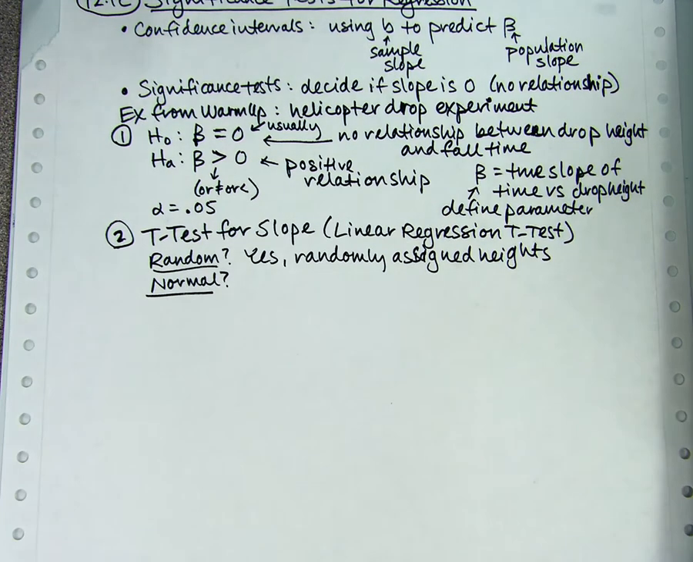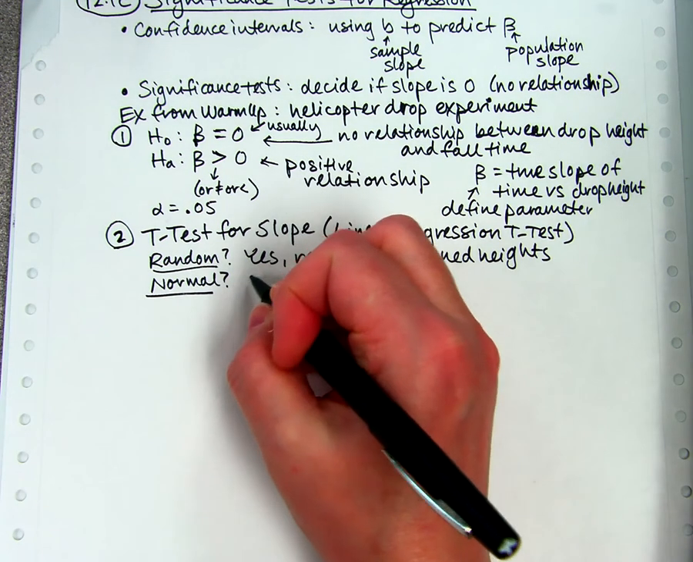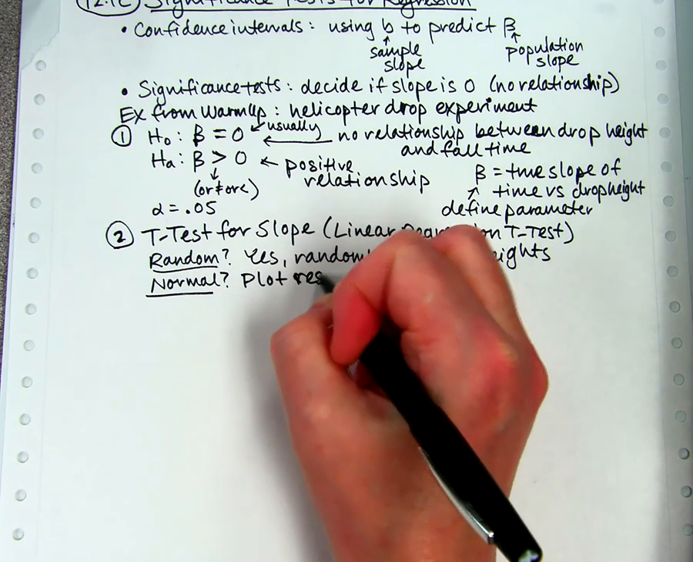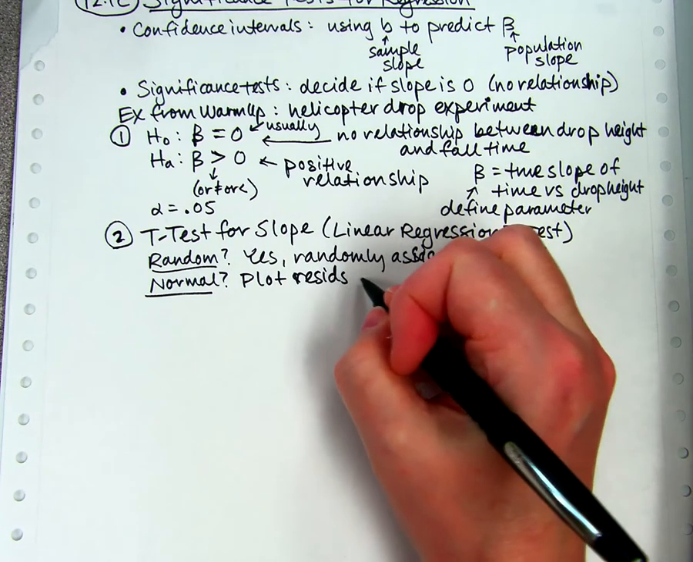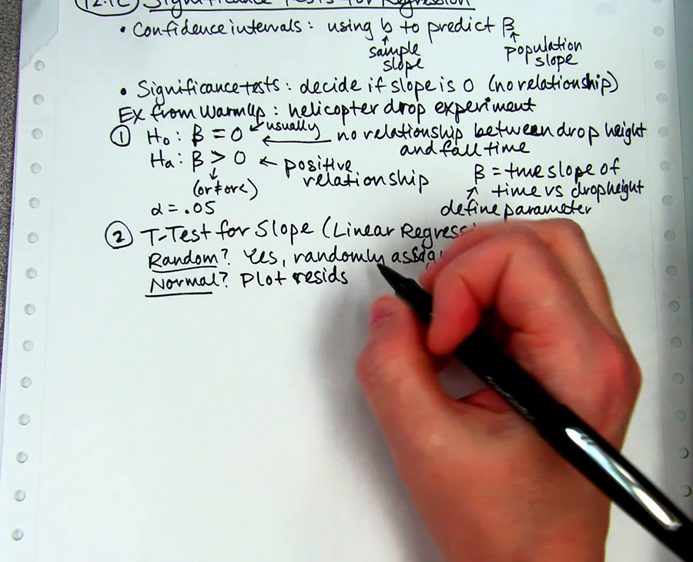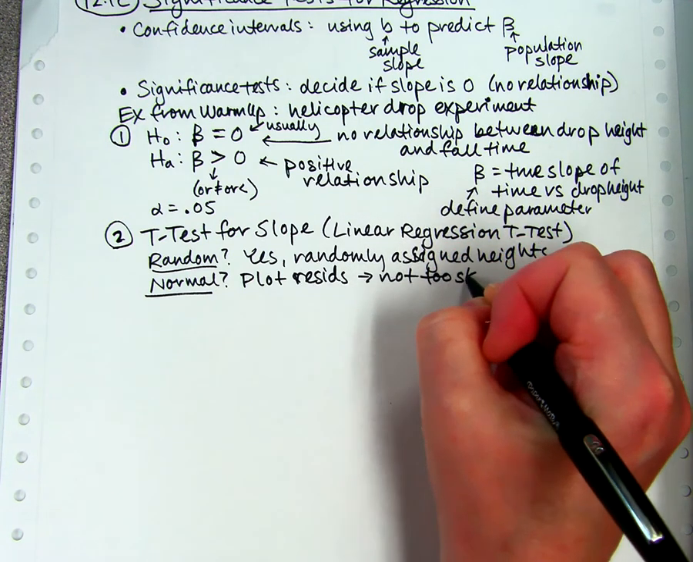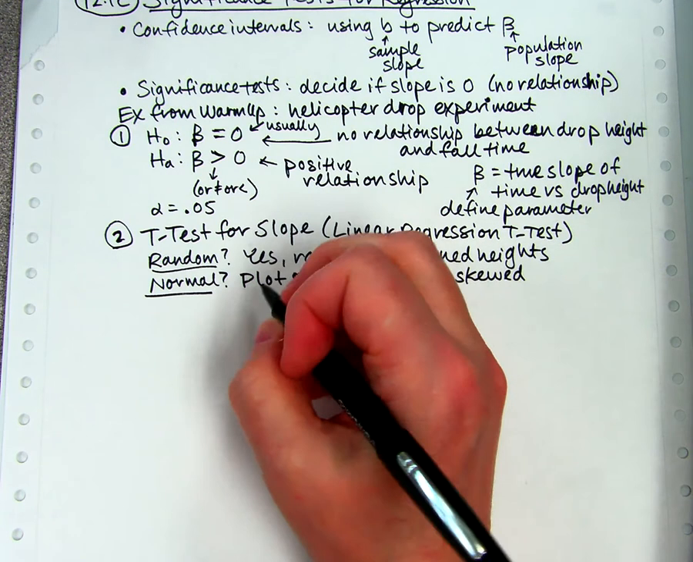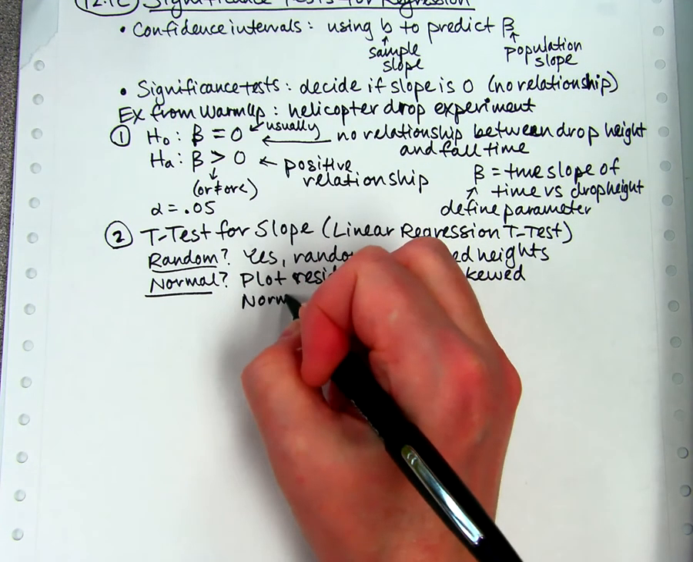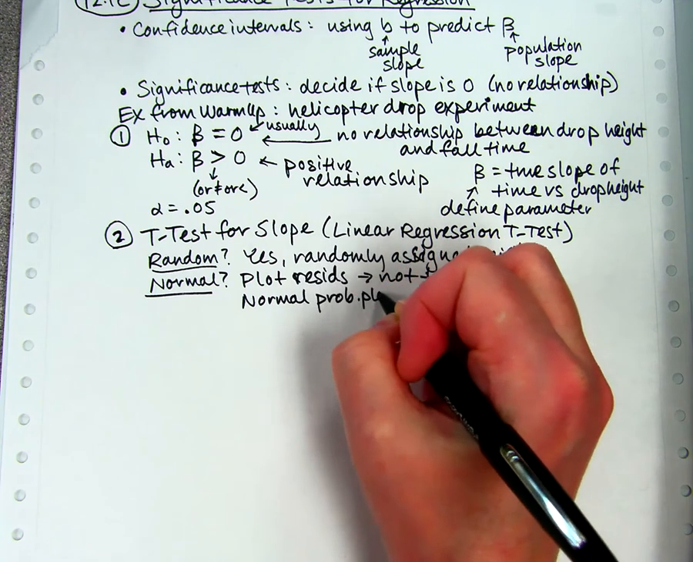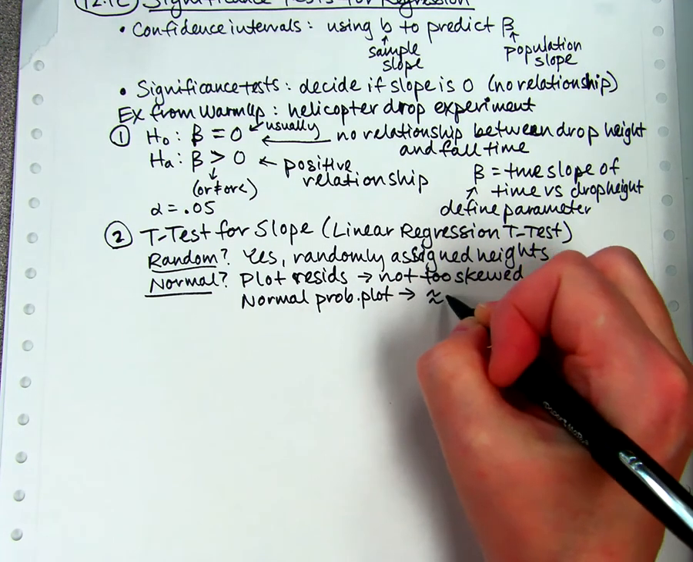And for normal, remember we have to plot the residuals and look to see if the residuals look normal. We did this in the warm-up, but I just wanted to remind you and have it in the notes also. If you plot a box plot or dot plot or something like that of residuals, you're looking for not too skewed. Or if you do a normal probability plot, which is what I gave you as part of the warm-up, then it needs to be approximately linear.